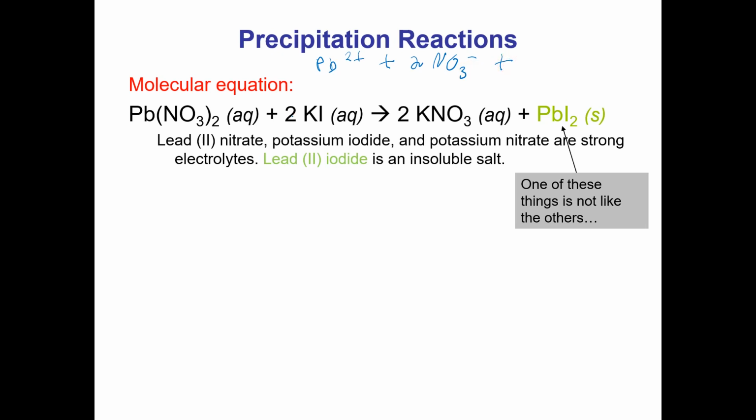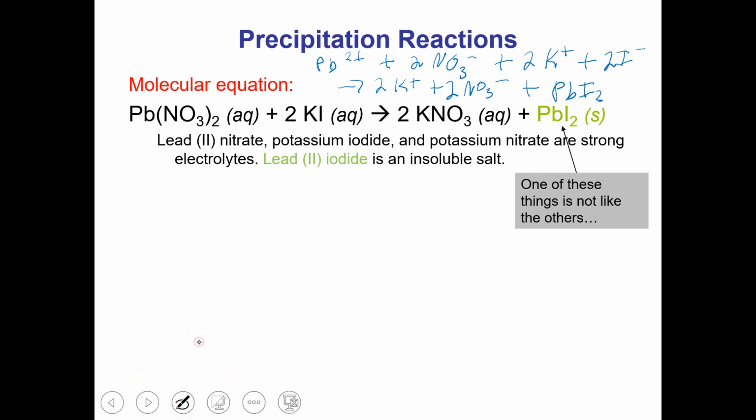Now this 2 in front of the potassium iodide applies to both the potassium and the iodine. So we have 2 potassium and 2 iodines. And that gives us, this 2 again applies to the potassium and to the nitrate. So we have 2 potassium and 2 nitrate, and lead iodide is a solid, so we leave that written as lead iodide because it doesn't break apart in solution.